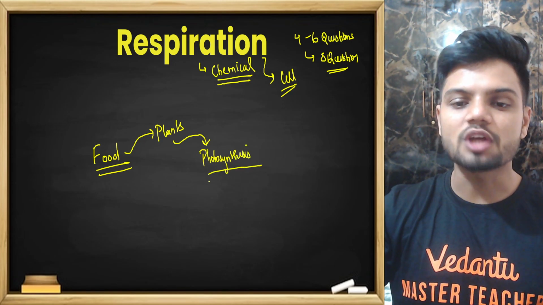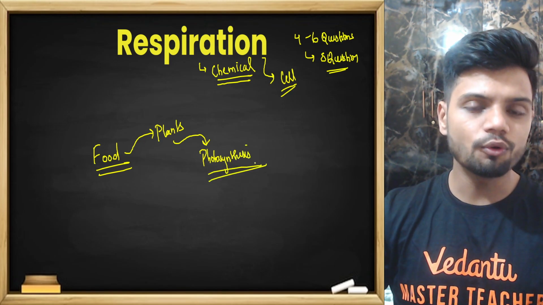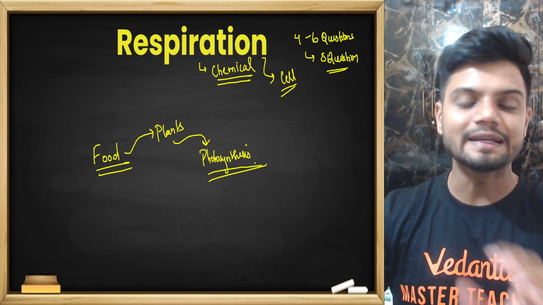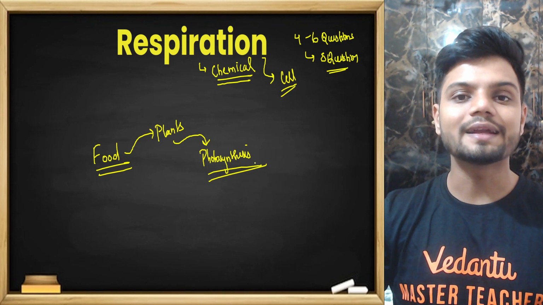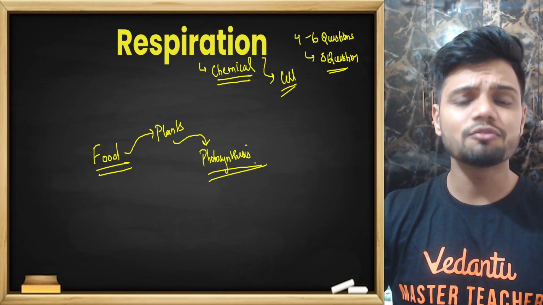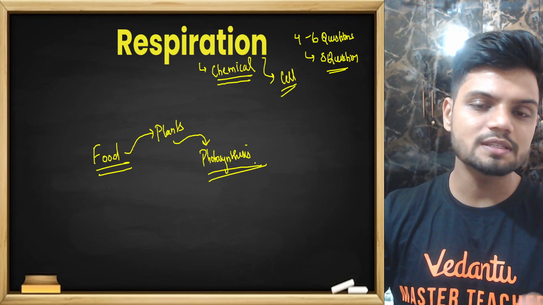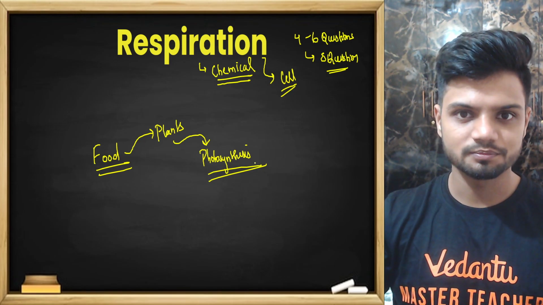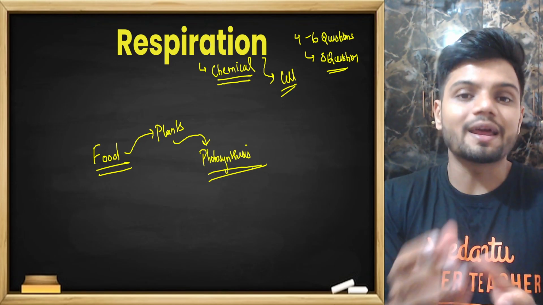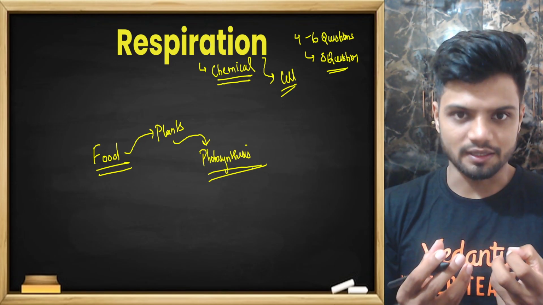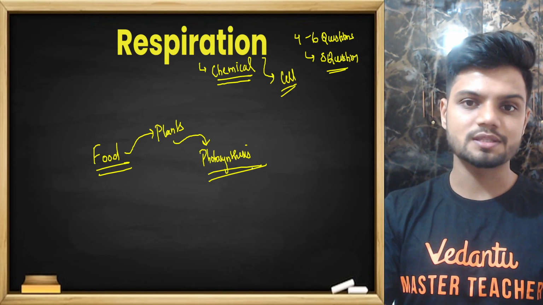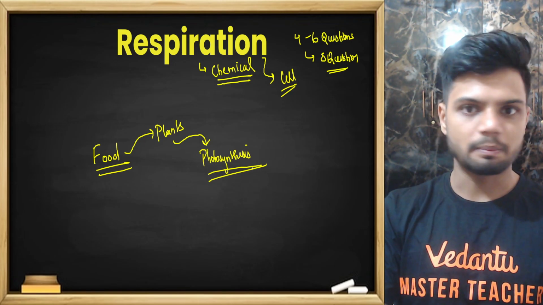So in the previous chapter, that is photosynthesis in higher plants, we learned in detail about this. We learned about light reaction, C3 cycle, C4 cycle, C2 cycle, chemiosmotic hypothesis. Every single step we learned in the previous chapter. So please remember that whatever energy we need, it's coming from the plants.